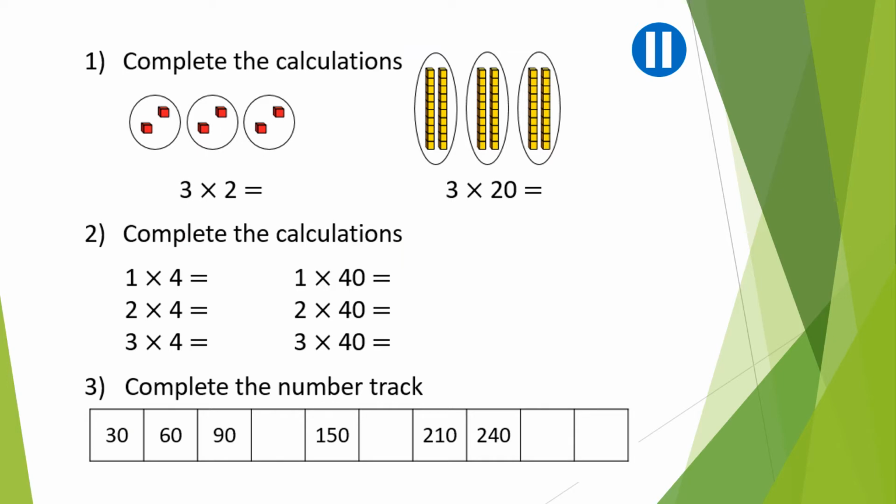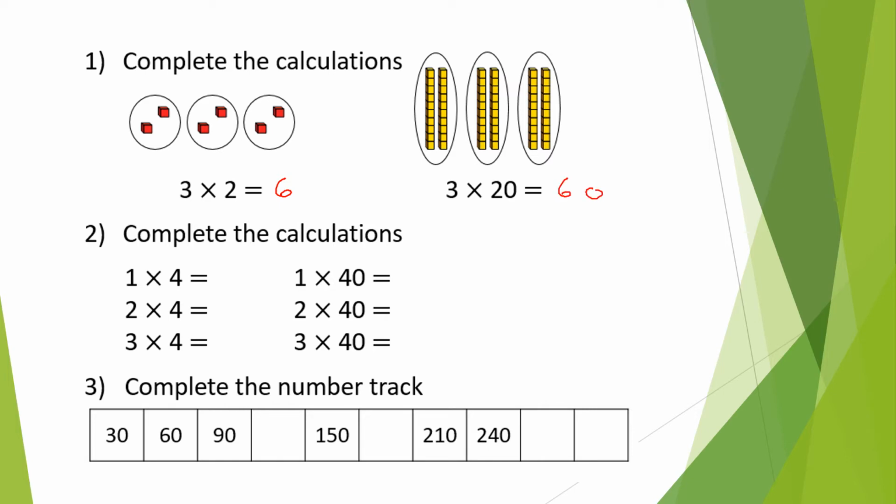Today we are going to be multiplying larger numbers. So let's start with these questions. Pause the video here and have a go. Let's take a look to see how you got on. Number one, complete the calculations. 3 times 2 equals 6 and 3 times 20 equals 60.